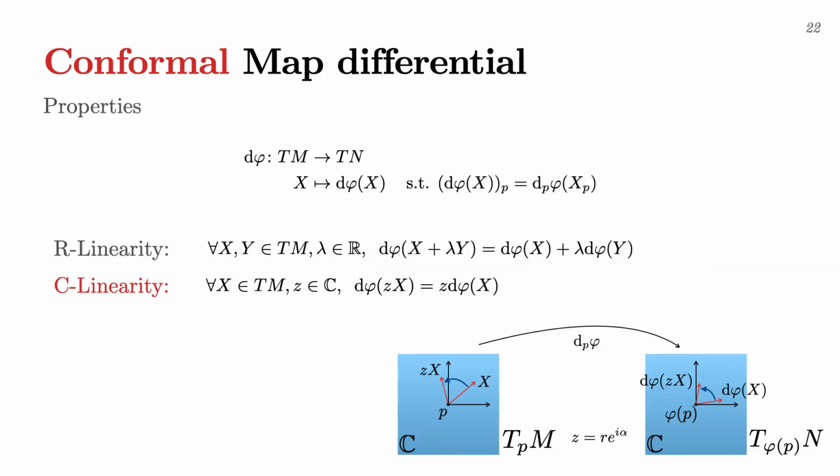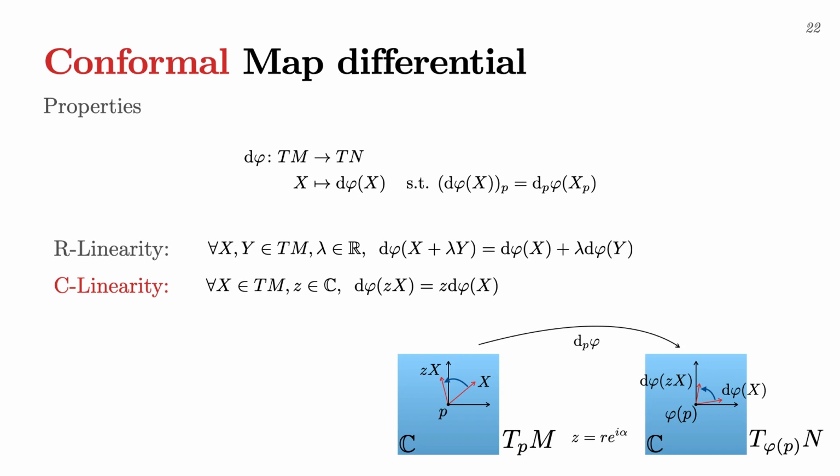So, a conformal orientation-preserving map differential will thus be C-linear, which is a strong property. It adds up to being R-linear, which was the property for map differentials. Now we have conformal map differentials, and they have C-linearity.